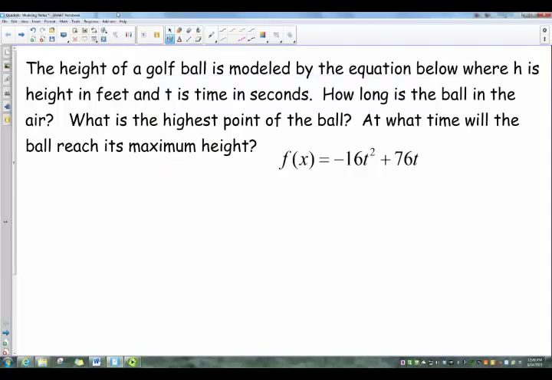Alright guys, in this section we're going to look at creating quadratics and solving them using modeling. And modeling refers to kind of real-life examples. So let's take this one here.